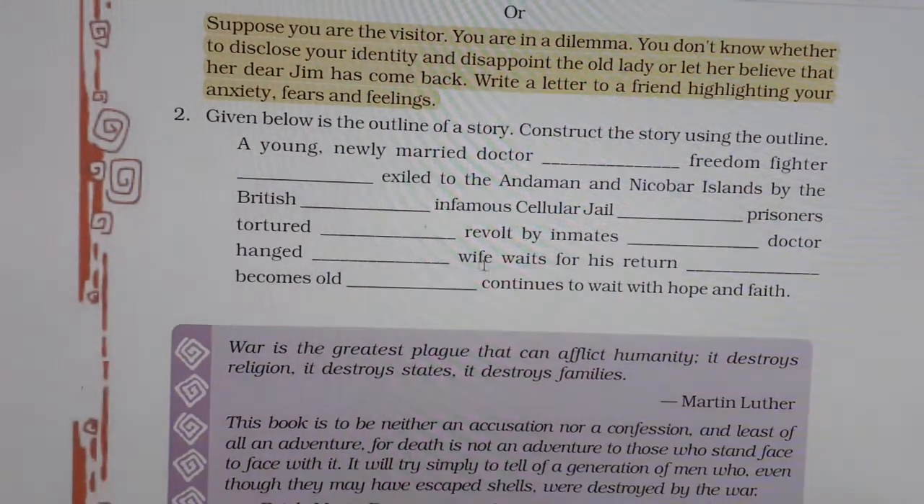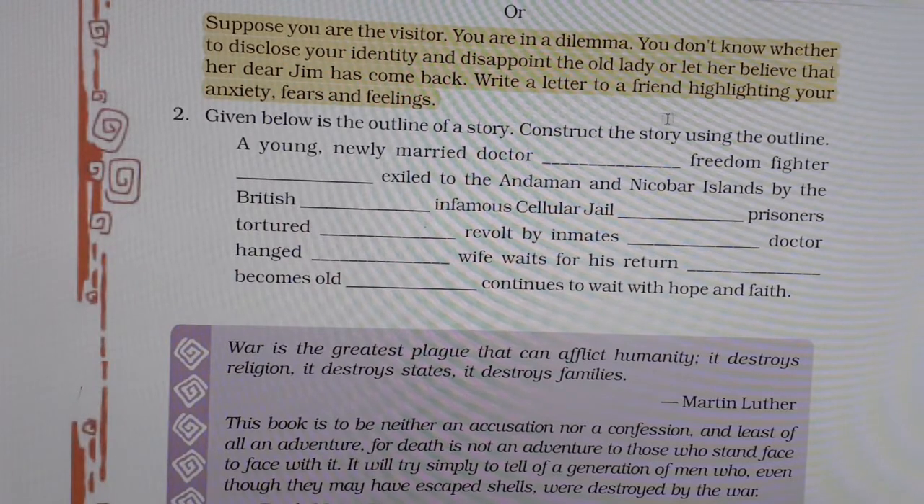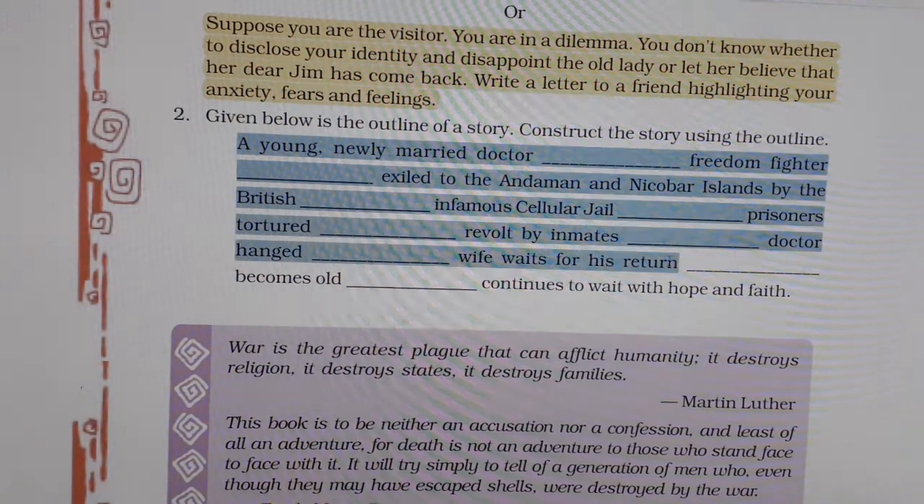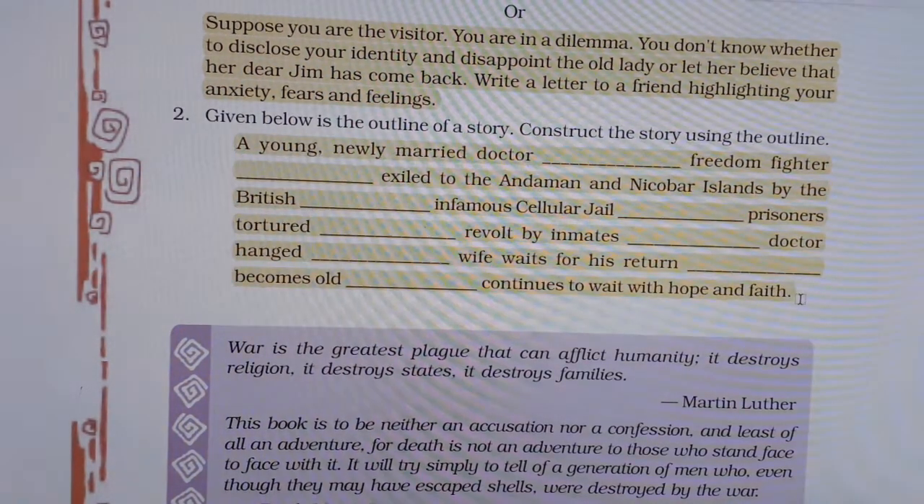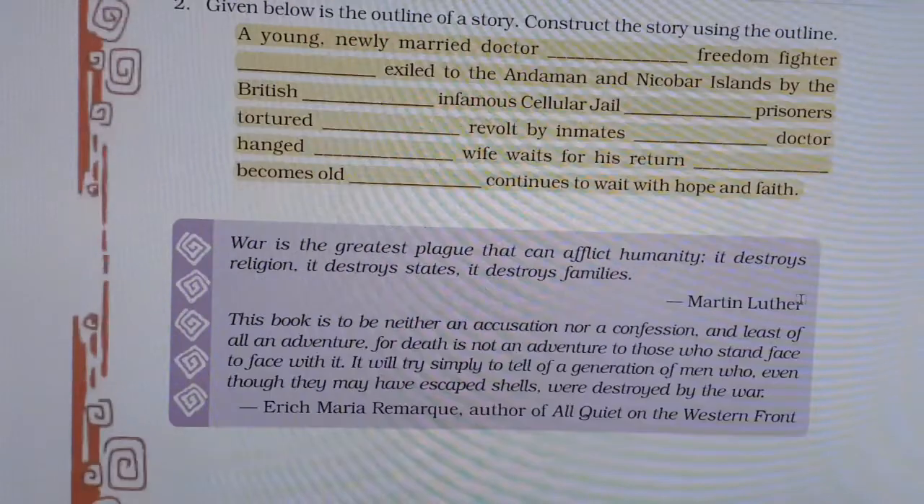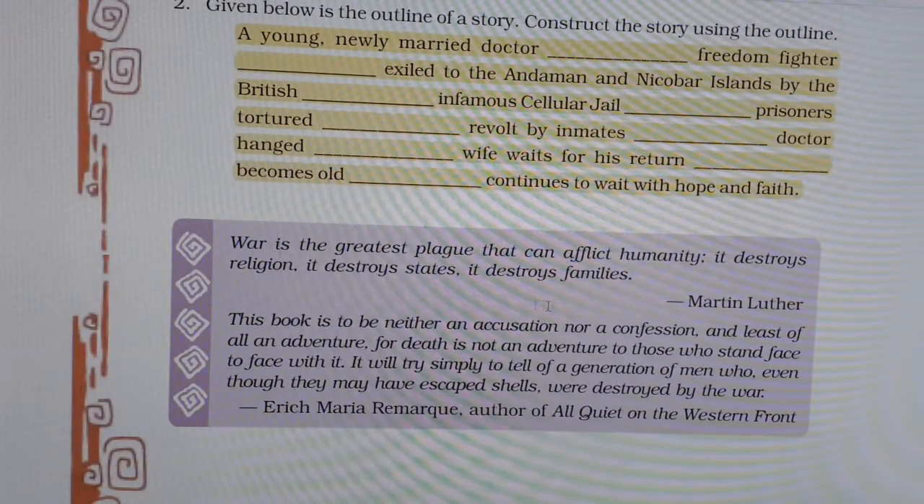The next, given below is an outline of a story. Construct your story. Now, this thing you all are doing since class 5th, if I'm not wrong: writing a story. You may pause the video and write a story of your own. Okay. Please read these things.